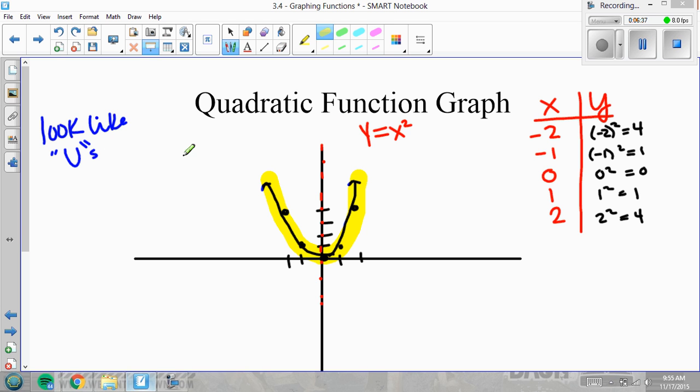So quadratic functions always look like U's. Okay? So if it was a negative x squared though, then we know our graph would be opening down, but you still want it curved.